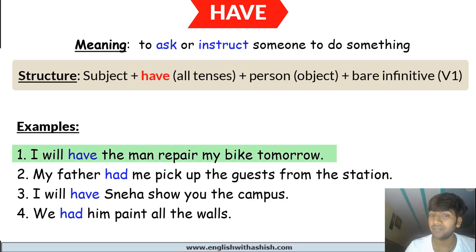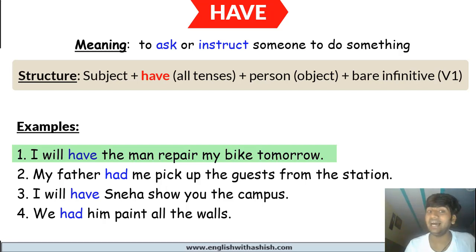Let's take some examples and understand this. I will have the man repair my bike tomorrow. I will make the man repair my bike tomorrow. So I'll not force the person to do it. I'll ask him to do it, but he doesn't have much of a choice, to be honest. I'm going to pay him to do that. So you're politely asking the person to do it. You're not forcing or pressurizing the person to do it, but the person actually doesn't have much of a choice. The person has to do it, right? So it's less straightforward, but the person is going to do the action.